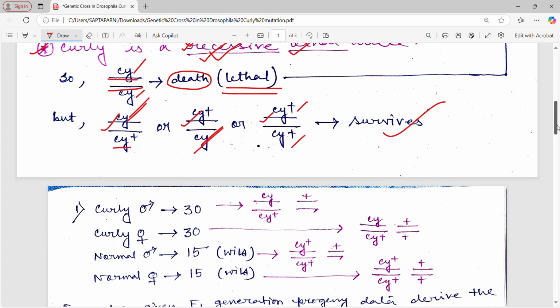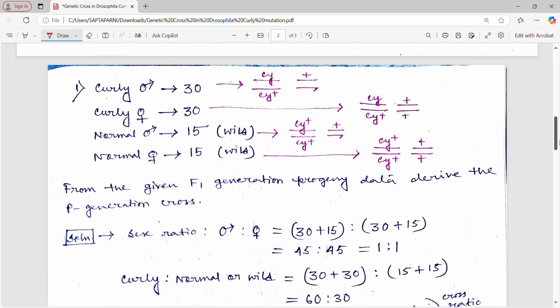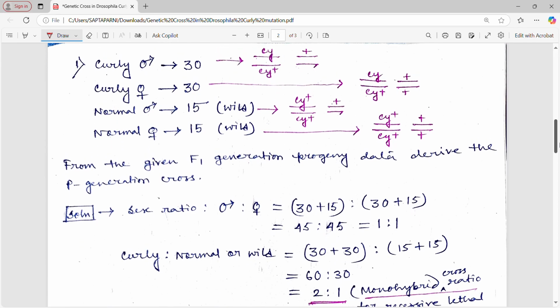So let's get into some problems. We will discuss two types of problem, one with monohybrid cross ratio and another one with test cross ratio.